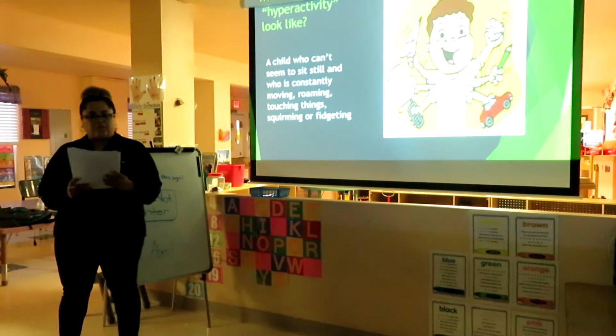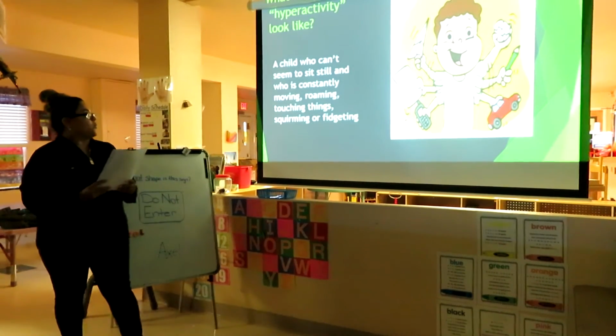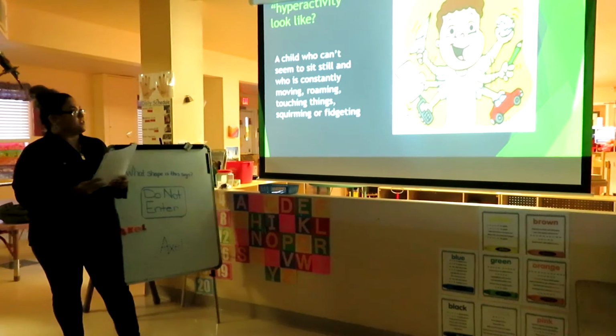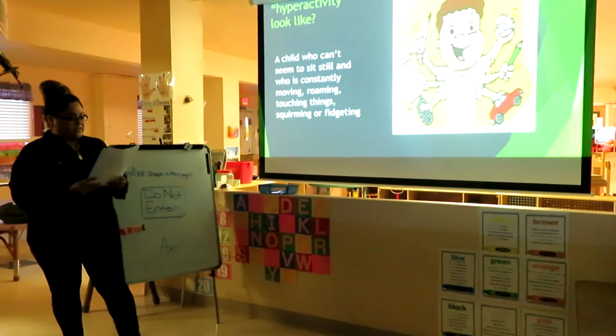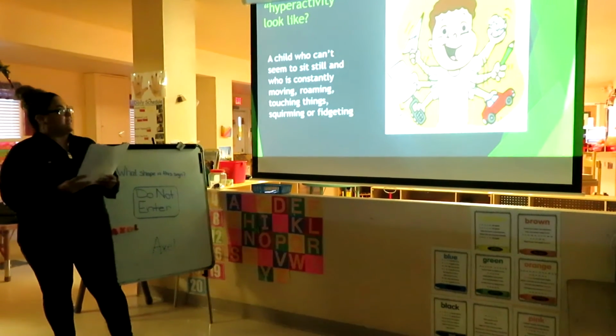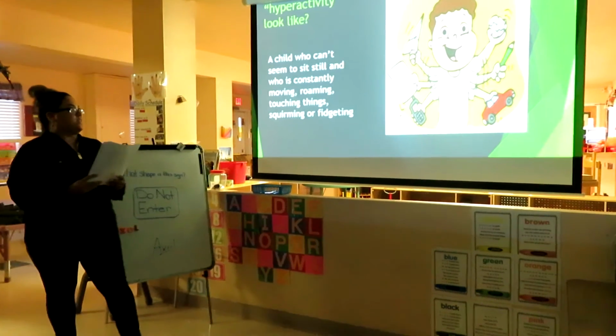What does hyperactivity look like? A child who can't seem to sit and who is constantly moving and roaming, touching things, screaming and fidgeting. Here's a picture of a boy. He has a lot of things in his hands and started disrupting other classmates by making planes. He has a phone, making noise with a car, a pencil, and with the paper.